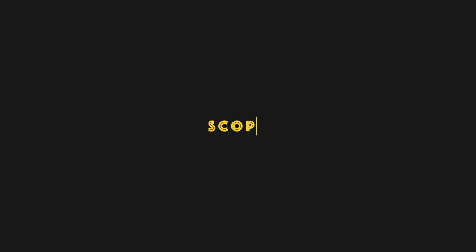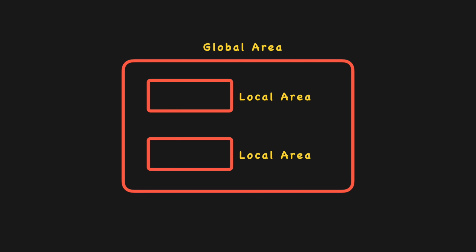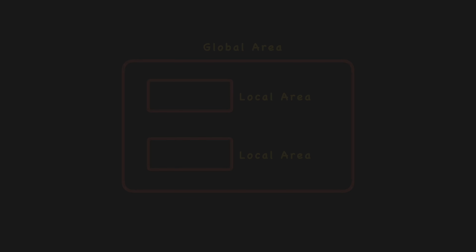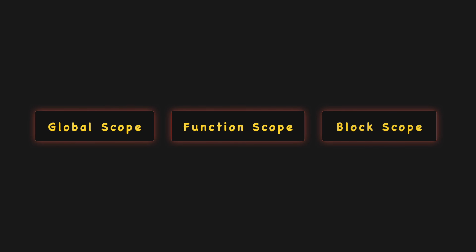Now, let's talk about scope. In JavaScript, scope refers to the area in your program where a variable is accessible. We can think of it like this. First, we have a global area where any variable declared is available to all parts of your program. Then, we have more restricted areas, or local areas, where variables exist only inside specific blocks of code, like inside a function or an if statement. There are three main types of scope in JavaScript: global scope, function scope, and block scope. Let's break these down with examples.